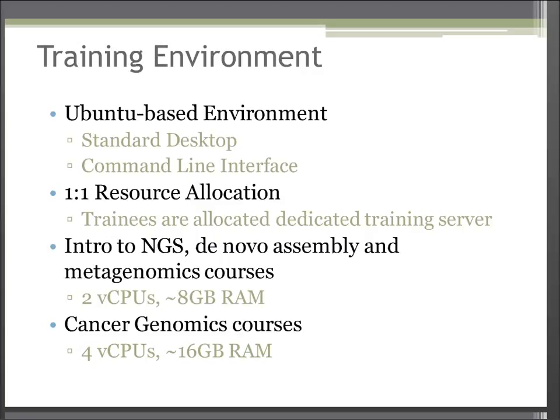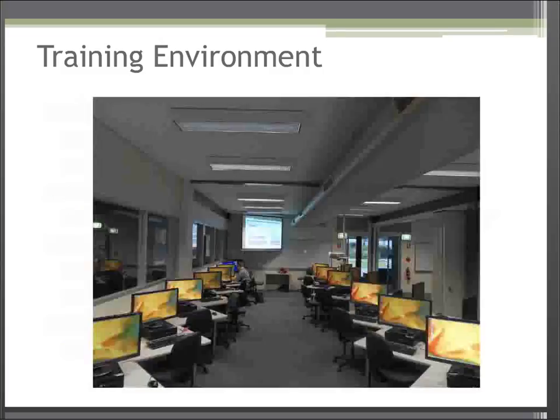We can see here the standard specifications and requirements that we have come up with based on our previous workshops, depending on what kind of workshop is going to be done. For introduction to next generation sequencing, we've been using a 2-core 8 gigs of RAM configuration for each of the training virtual machines. And for the more advanced or more computationally demanding courses such as cancer genomics, we are dedicating 4 CPUs and 16 gig of RAM for each of the training virtual machines.